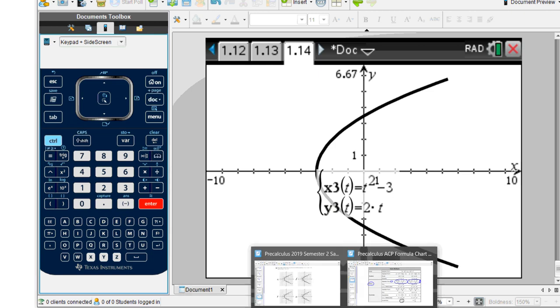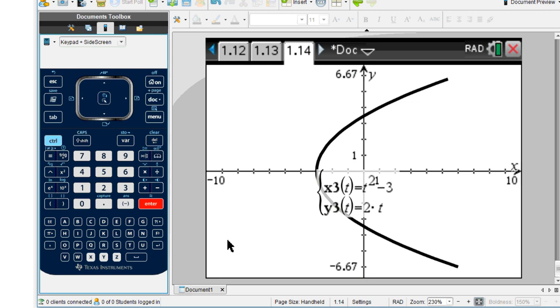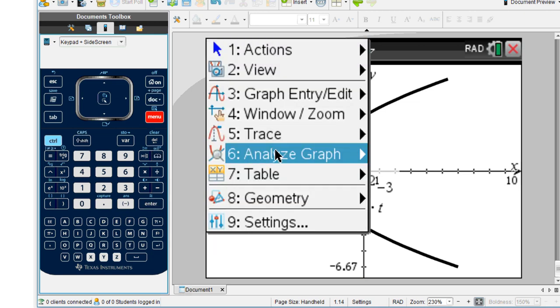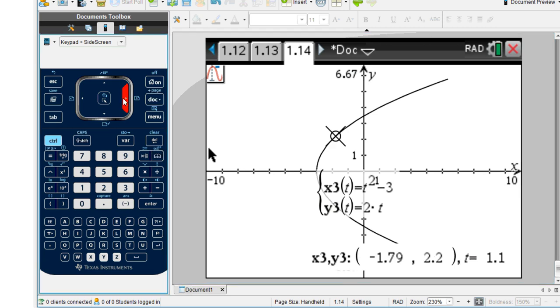So it's going to look just like the graphs of A and D, but what we need to find is what the direction is. That's going to be the distinction between these two. Is it like choice A going up from down here, or down from up here, choice D? So we can go and trace. If we go to graph trace, we can just arrow to the right. And we can see that time is putting us in this direction up here. So our arrow going this way is our correct answer.